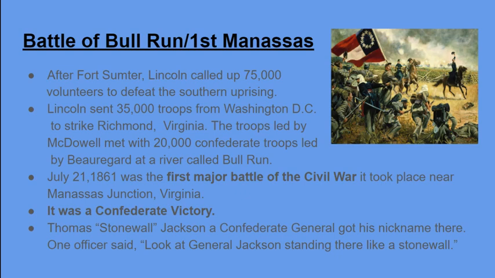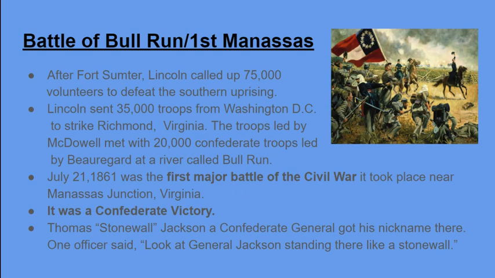Fortunately for the Confederates, they had a leader named Thomas Stonewall Jackson, and he was amazing. He stood up there like a stone wall, and he got his Confederate troops to use the rebel yell and start screaming as they were going up to the Union troops. And the Union troops, they freaked out. A lot of them dropped their weapons and just ran back to Washington, D.C.